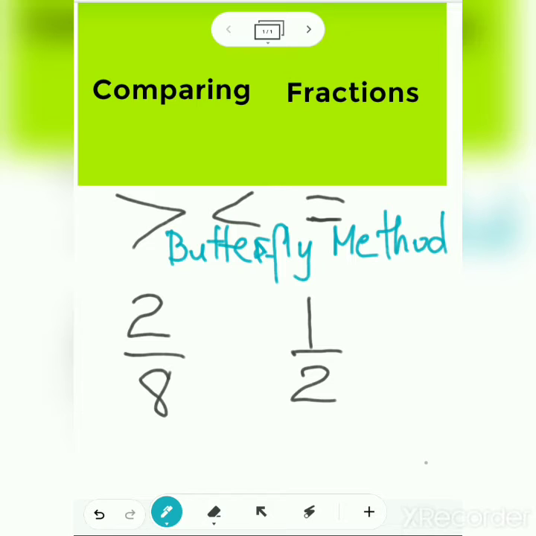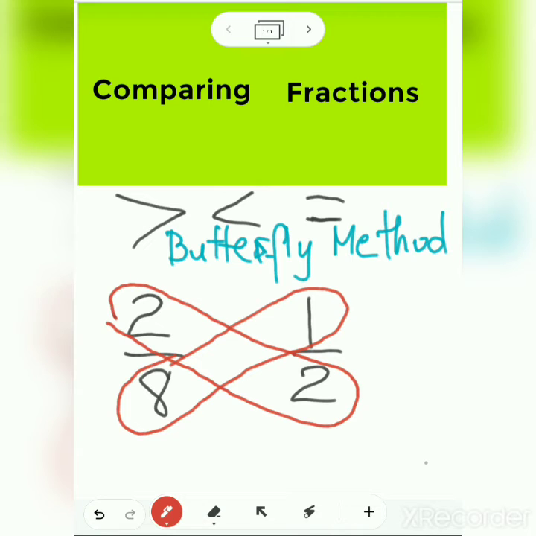Alright, now do you know what a butterfly looks like? Exactly. So that is how we are going to compare the fractions by drawing a butterfly. Now what I am going to do is I'm going to take my pen and draw a circle around the 8 and the 1. So I'm going to do like this. And I'm also going to take my 2 and put a circle around it as well. Does it look like a butterfly?